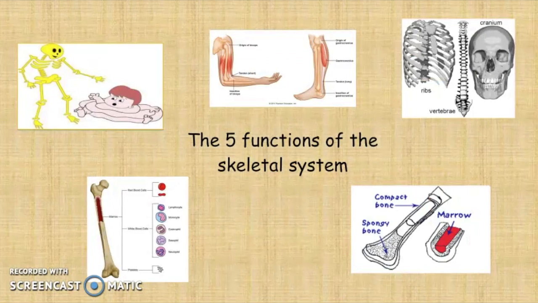The 5 functions of the skeletal system. Support and shape, giving the body characteristics and the framework. Protection of vital organs. Protection of organs and delicate structures, for example, the ribs and the lungs.